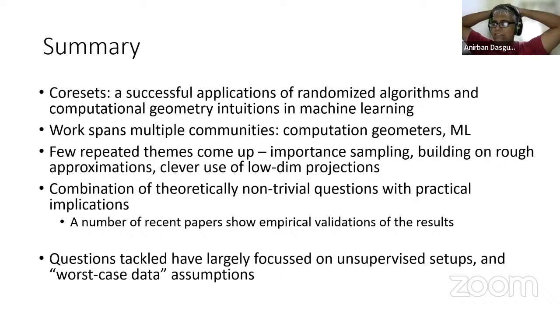There are a few repeated things that come up in coreset algorithms. Number one is importance sampling, and basically building your sampling distribution carefully. One of the very successful things is building a sampling distribution based on a rough approximation of the data. You take a rough approximation and then look at how much error each point is contributing, and then you build your importance sampling measure on that. Sort of similar to boosting, the technique, not the final claims. Plus the clever use of low dimensional projections, etc., also comes into play.